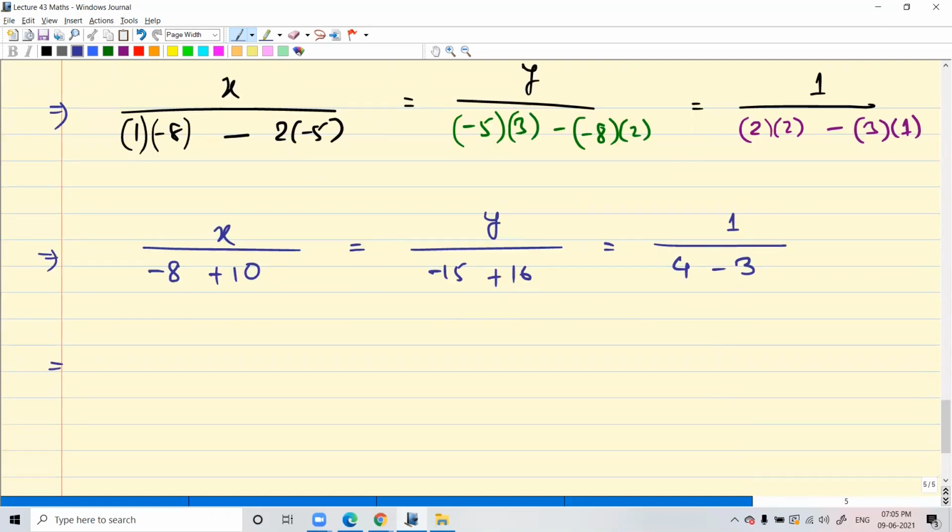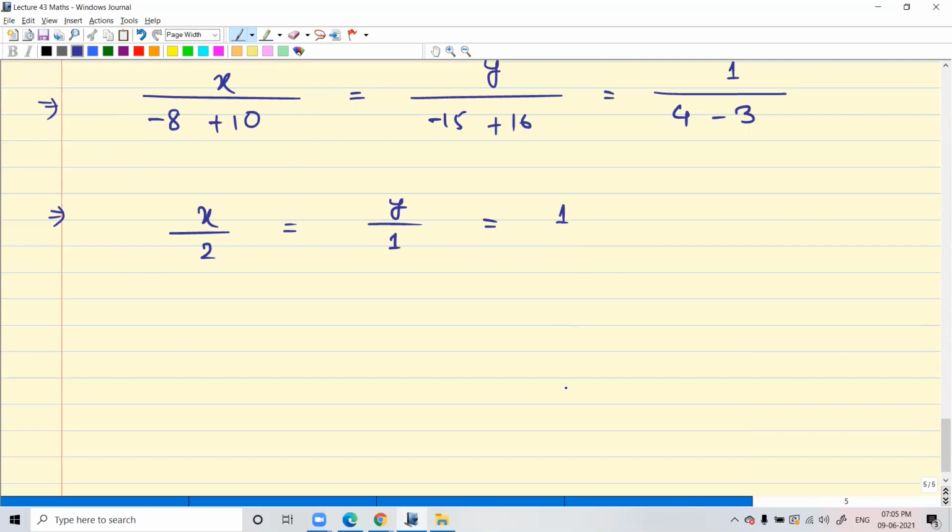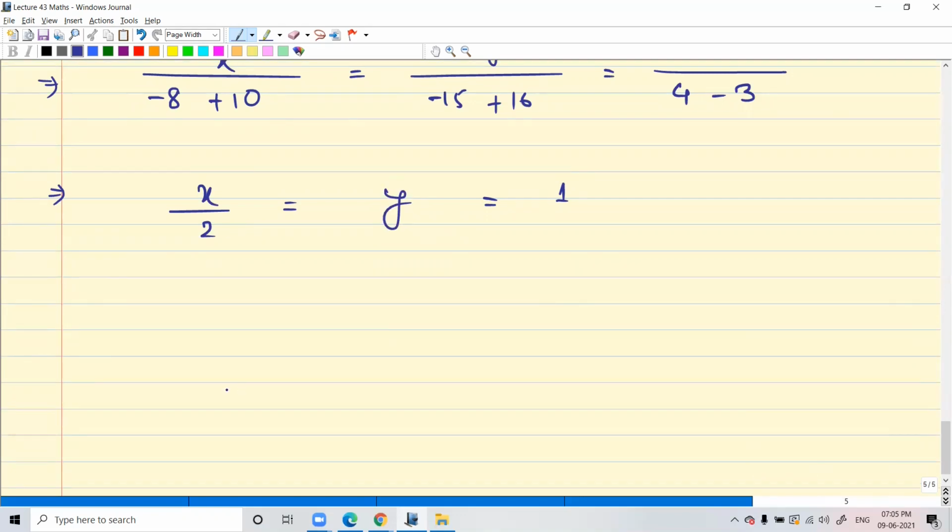So let's simplify it further. We can do one more simplification here. So it will be x by what? 2. Y by 1. 1 by 1 is 1, so I'm just writing it as 1. Basically, y by 1 is also y, so we can just write it as y. Don't need to write y by 1 or 1 by 1. You are in 10th standard now.